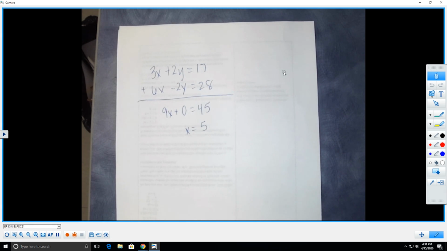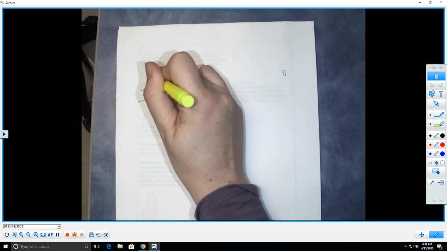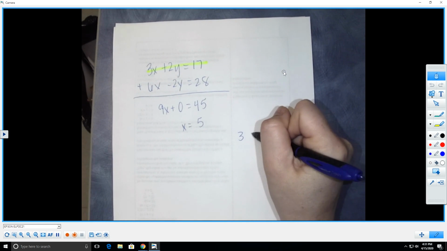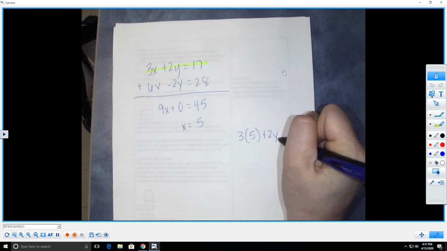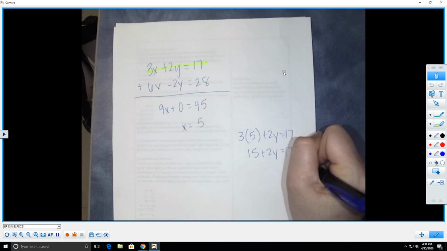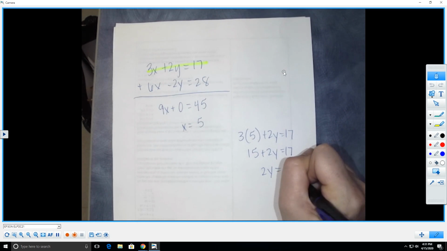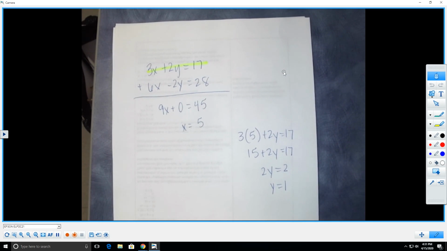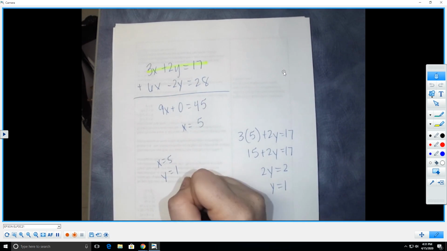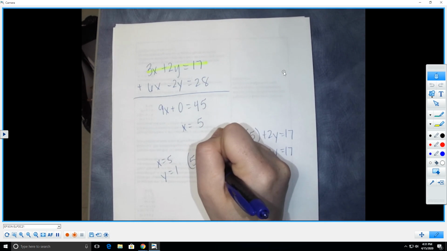So now that we have our value of x, we can then substitute and solve for y. It should look something like this. I'm going to use that first equation here. So I have 3 times 5 plus 2y equals 17. 15 plus 2y equals 17. 2y equals 2, and y equals 1. So now we found our values. x equals 5 and y equals 1. Or we could write it as an ordered pair like this, (5, 1).